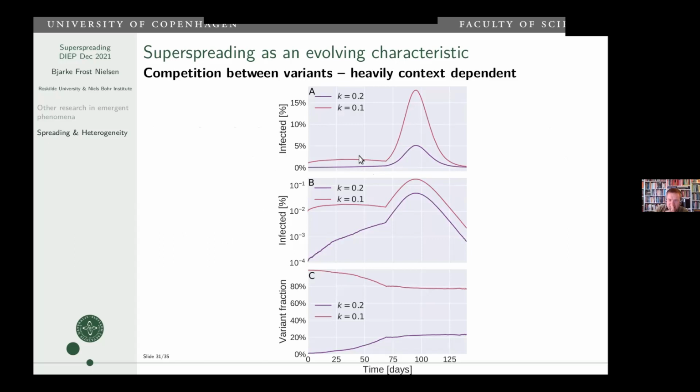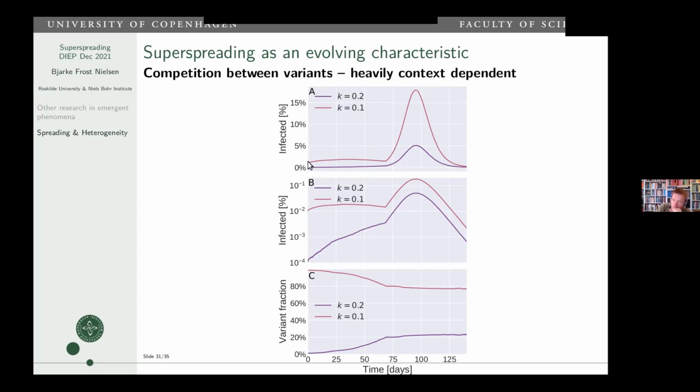So let's just take Jay's comment, but let's imagine first that you have two strains. You have one that's dominating at the outset, that's the red one in this plot, and then you have a newcomer, that's this purple one. But the newcomer variant is less of a super spreader. So that means the K is a bit higher, but it is less of a super spreader than the original one.